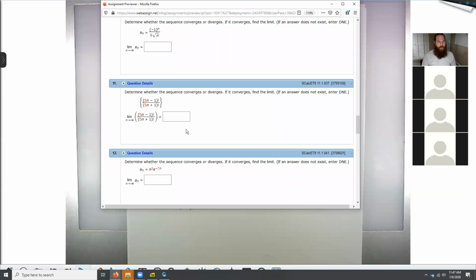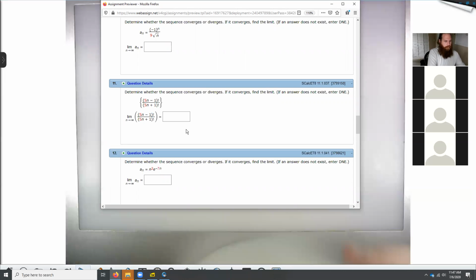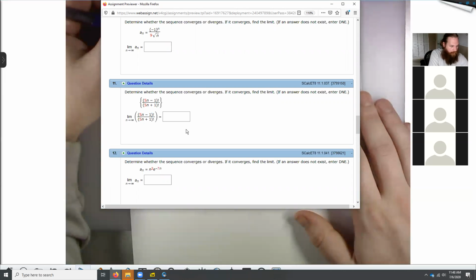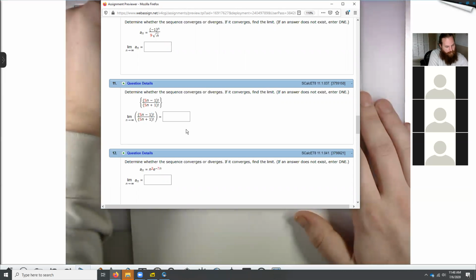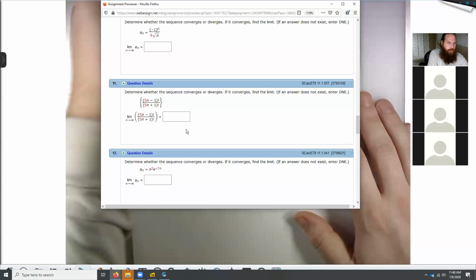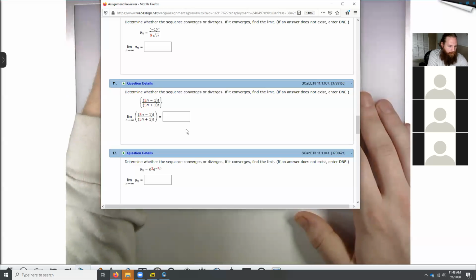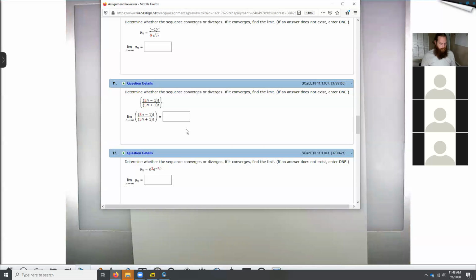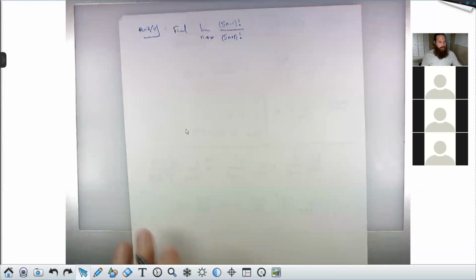So I'm going to keep going in order here. 19 we will get to. 11 was the next one we wanted to look at. So what I want to do is find the limit as n goes to infinity of 5n minus 1 factorial over 5n plus 1 factorial. And I'll show you how to do this. This is a good problem.